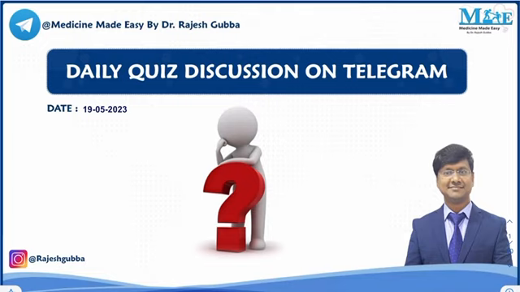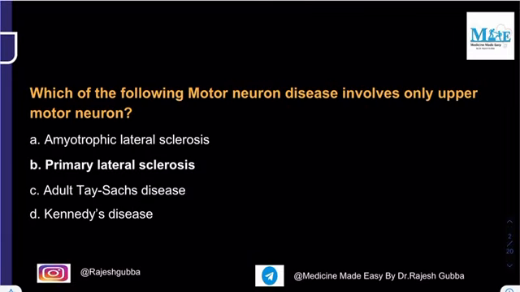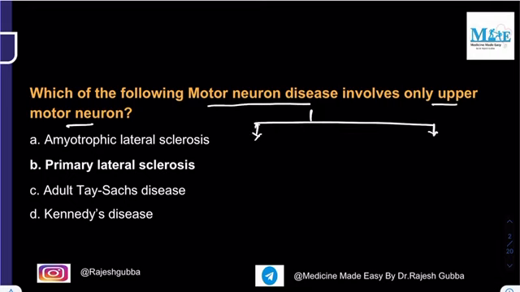So as a part of this, first question is, which of the following motor neuron diseases involves only the upper motor neuron? If you take motor neuron diseases, we classify them into those where there is only involvement of upper motor neuron, where there is involvement of lower motor neuron, and where there is involvement of both upper as well as the lower motor neuron.